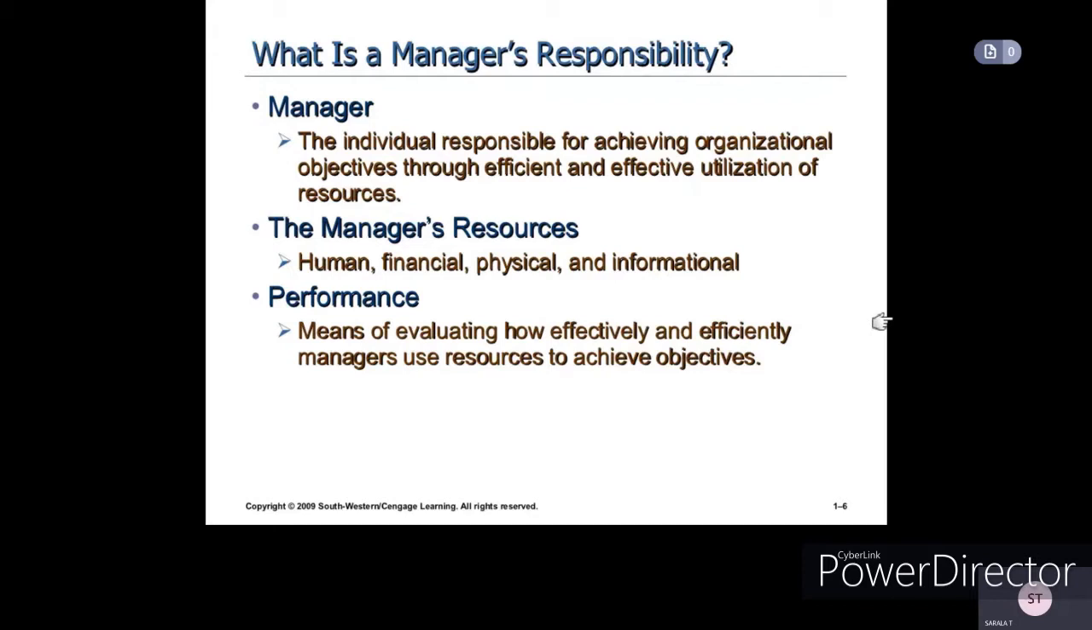Performance is a means of evaluating how effectively and efficiently managers use resources to achieve the objective. All the resources we have discussed, human, financial, physical and informational, how effectively and efficiently he is using them to achieve the objectives, that is what shows how good a performer the manager is. You can find that out by seeing how he is using the resources.